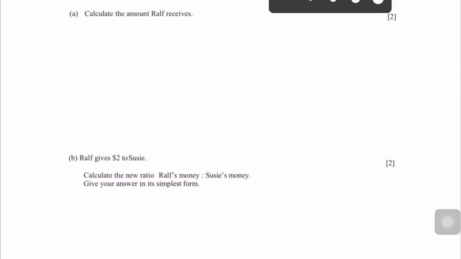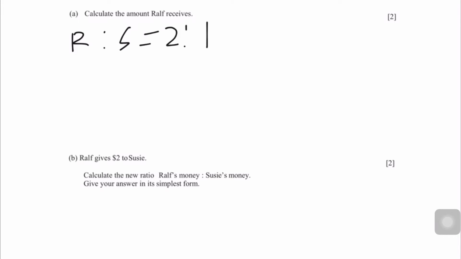For today's video, we'll be covering ratios. So when we think of ratios, I want you guys to think of fractions. So it is telling us that Ralph to Susie is equal to 2 to 1. That's what we have from this information.